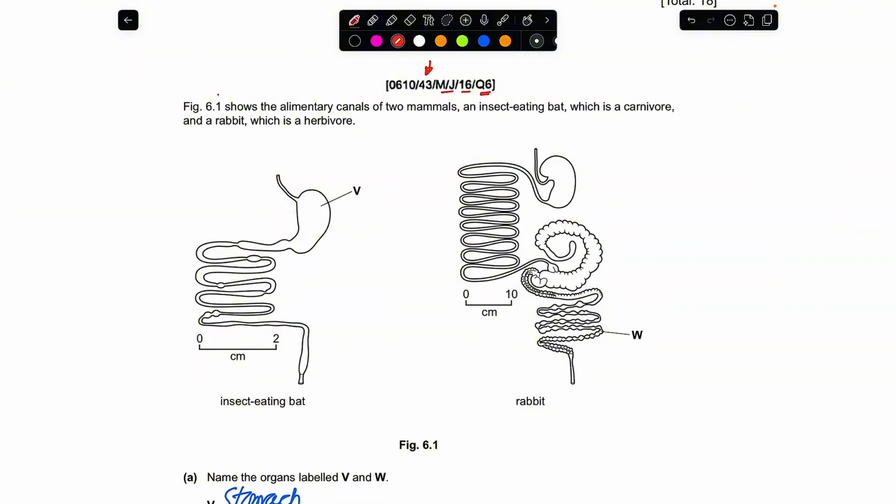What they tell you is that they are giving you figure 6.1, and it shows the alimentary canal of two mammals. One of them is an insect-eating bat, and that insect-eating bat is a carnivore. And then the other diagram they have presented is of the rabbit. They say this rabbit is a herbivore, meaning that it feeds on plants. And the insect-eating bat, since it's carnivorous, would be feeding more on meat.